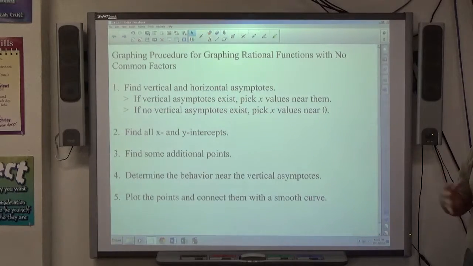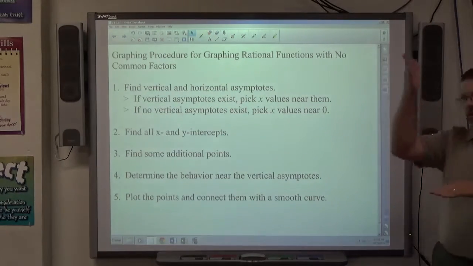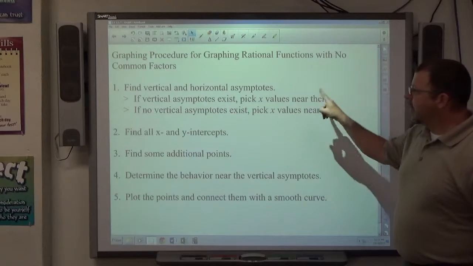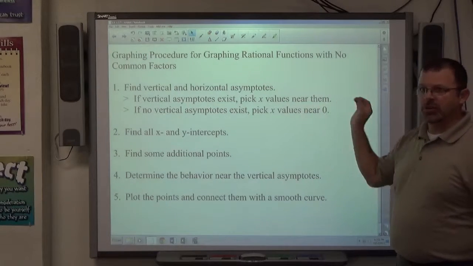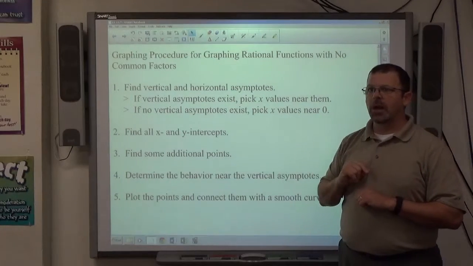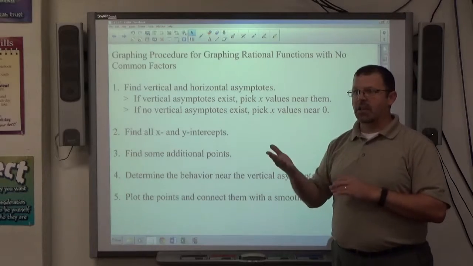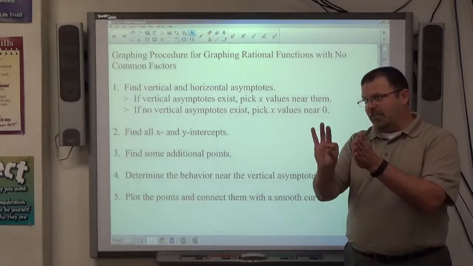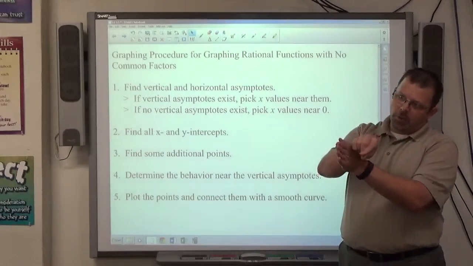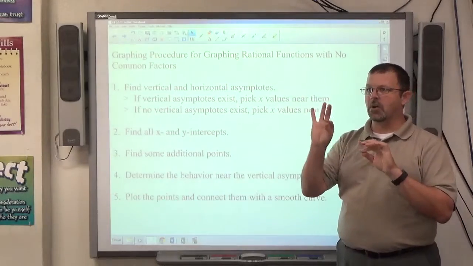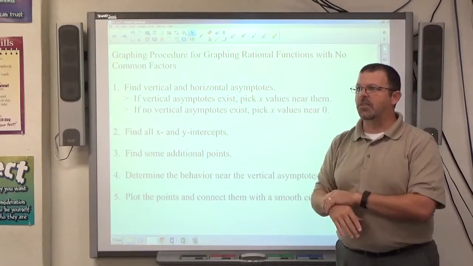As I find vertical or horizontal asymptotes, I go ahead and put them in there, vertical line, horizontal line, dashed when you do it. If you have vertical asymptotes, or just a single vertical asymptote, numbers for x near that value would be helpful. So if, for example, I say x equals 1 is a vertical asymptote, I'd want to pick 0.5 and negative 1 to the left of it, 1.5, 2 and 3 to the right of it. That's what I mean by near. Always go 0.5 and then integers after that.